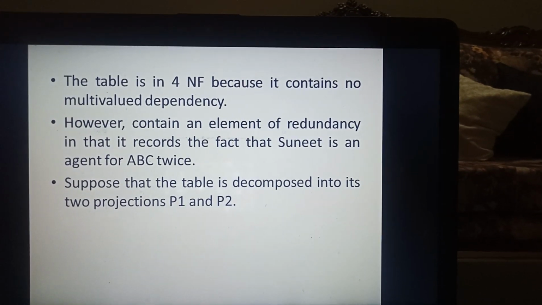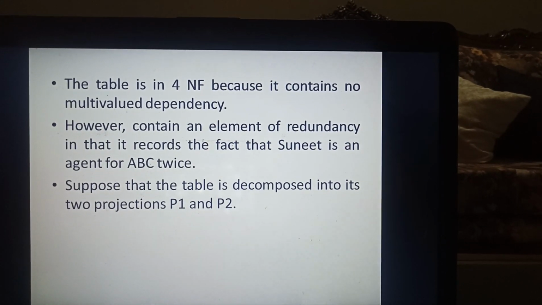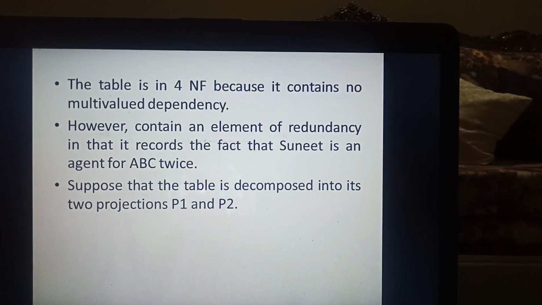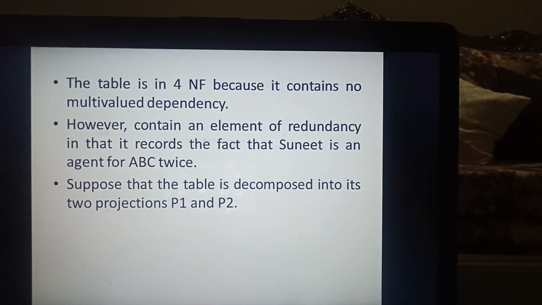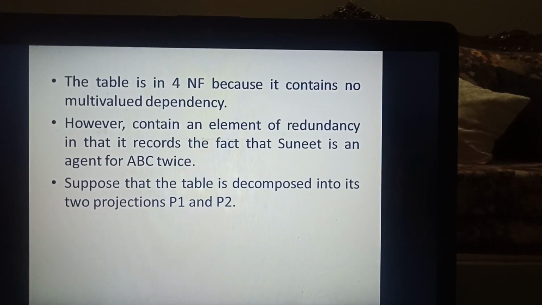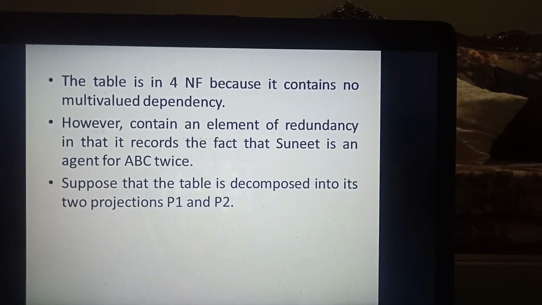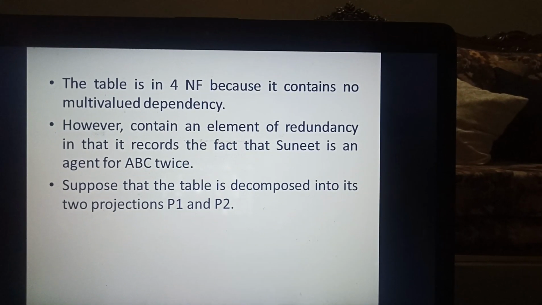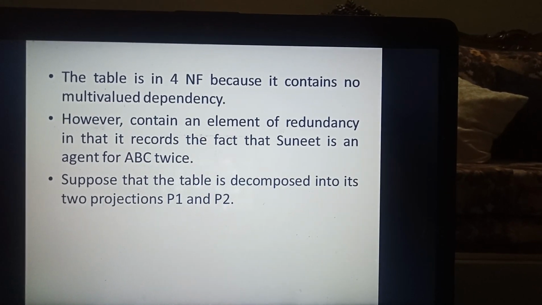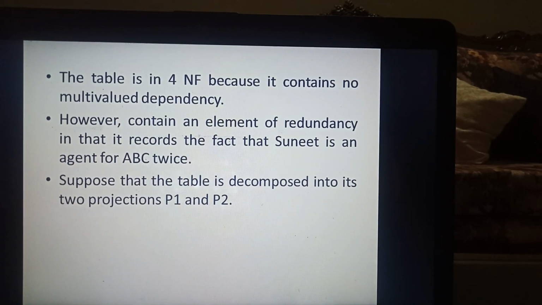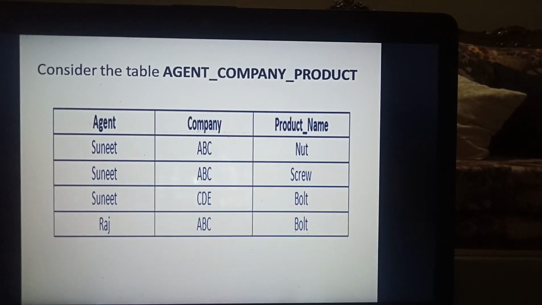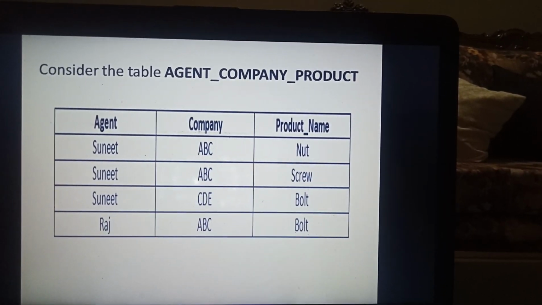Now we have checked that the table is in 4NF because it contains no multi-valued dependency. However, it contains an element of redundancy in the fact that it records the fact that Suneet is an agent for ABC company twice. This information is at two places. Now suppose we decompose the table into two projections P1 and P2. Now we are dividing this table into two tables P1 and P2.